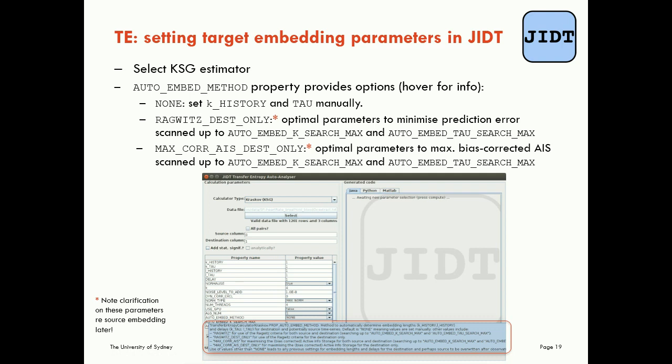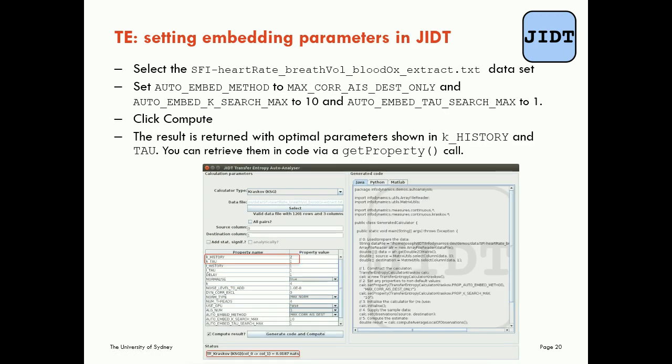Okay, so as I said, looking at the auto analyzer, we've looked at the dest only options. There are other options we'll look at on the source embedding later on. So let's try an example using the MaxCorrAIS dest only. We're going to scan the history length up to 10 and just leave our embedding delay at 1 for the moment. Let's have a quick look at that.